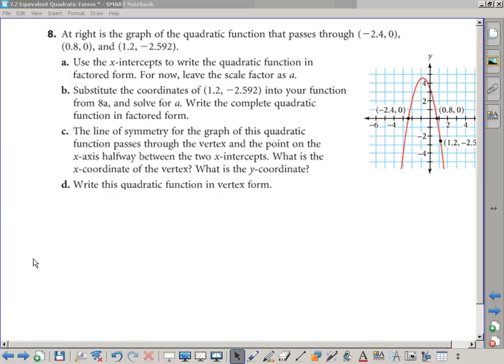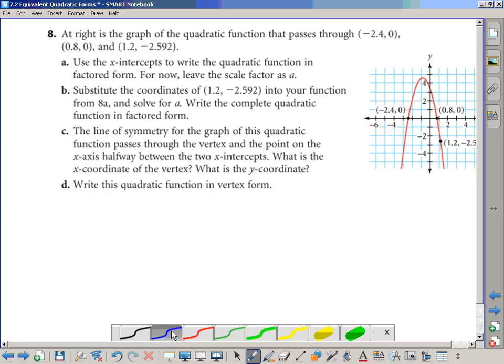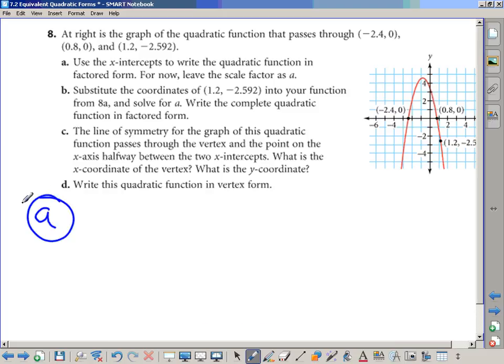Ready? Let's move on. At right is the graph of this function. Use the x-intercepts to write it in factored form. Boom. So A. They want you to write it in factored form. What is the general? That's a bad word to use, general.